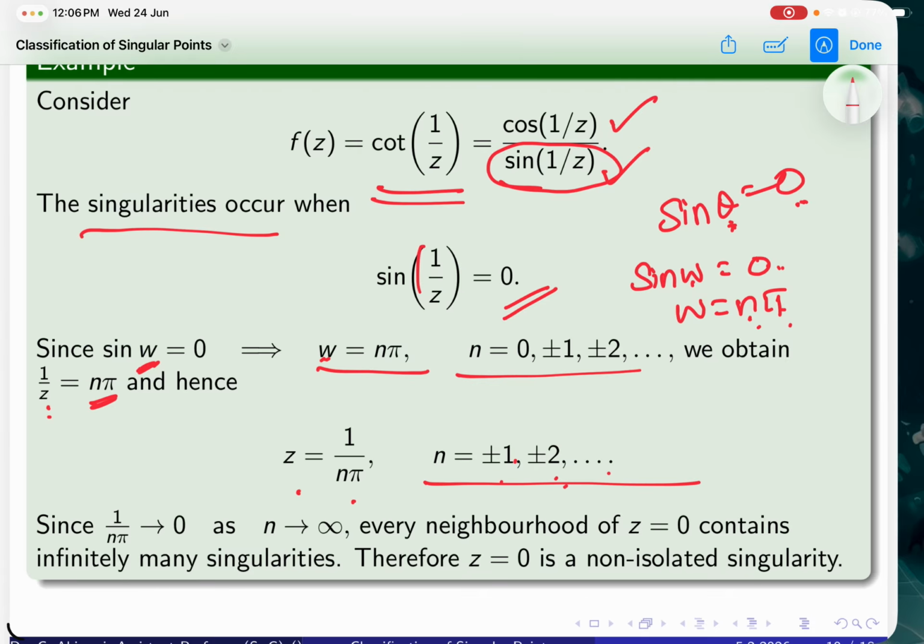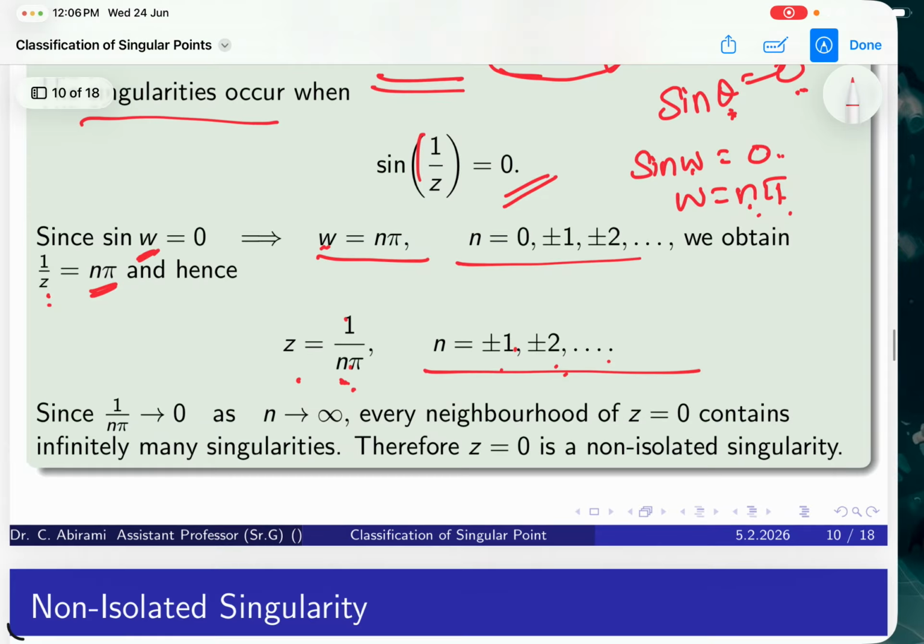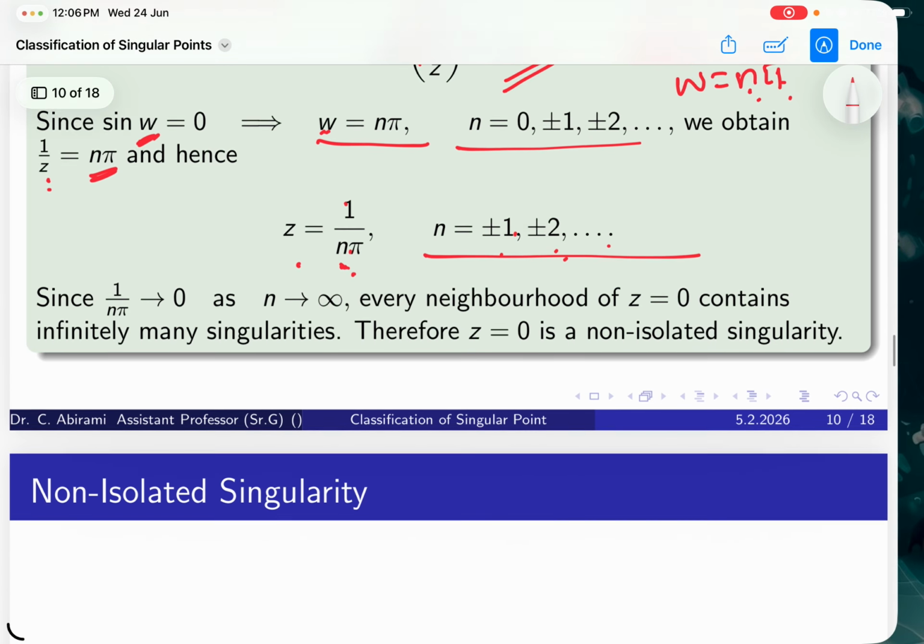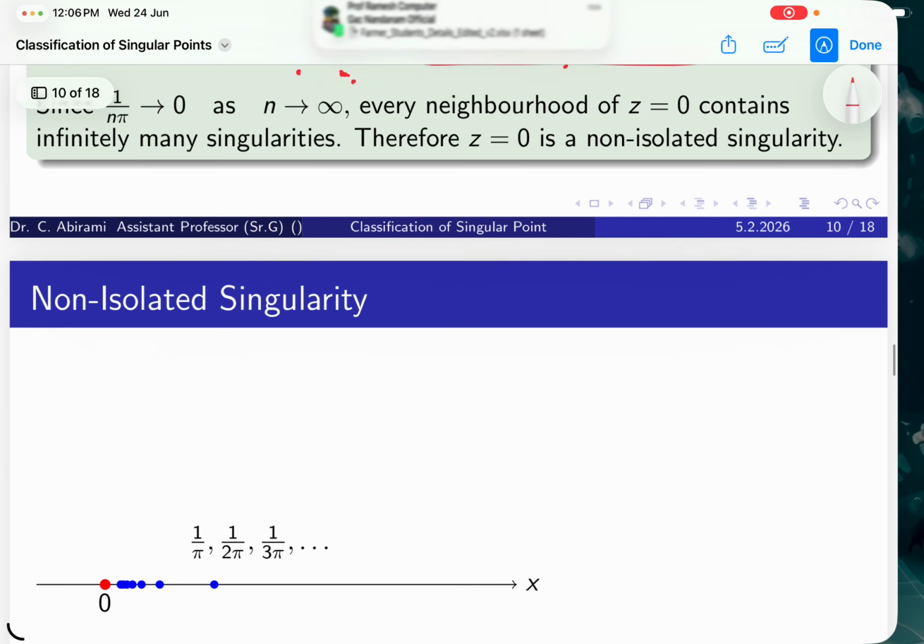Since 1 by n pi tends to 0 as n tends to infinity. Am I correct or not? If I put n is equal to infinity, 1 by infinity is 0. So every neighborhood of z is equal to 0 contains infinitely many singularities. Therefore, z is equal to 0 is a non-isolated singularity. Am I correct or not? Listen, I will explain with the graphical, diagrammatic representation of this.